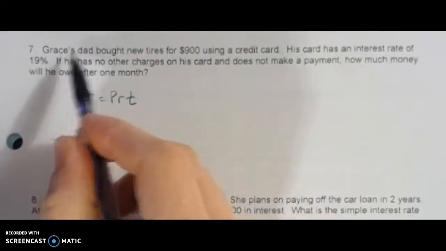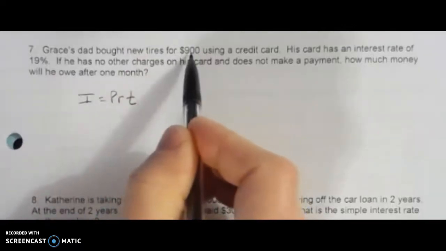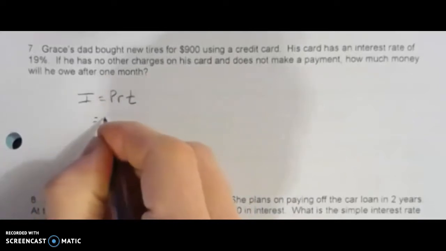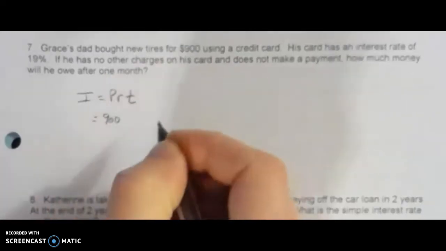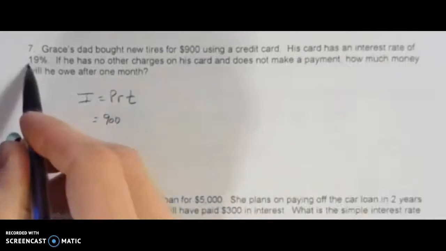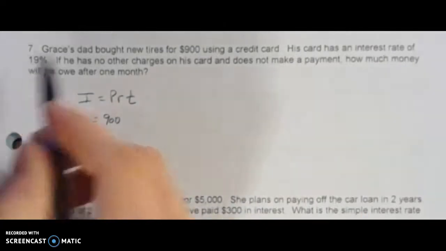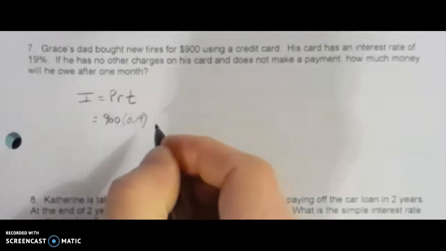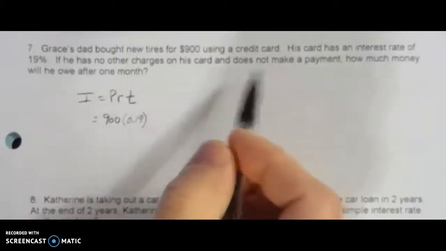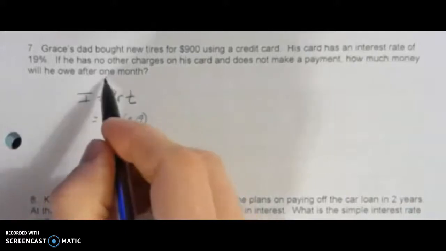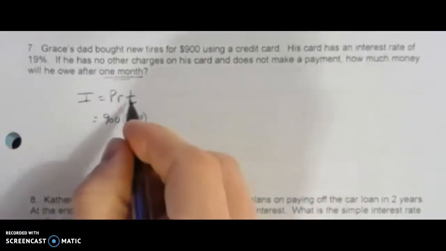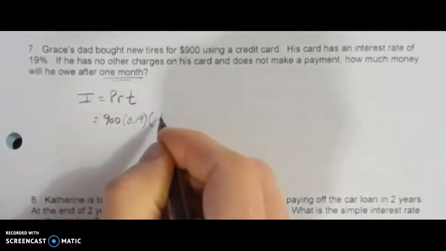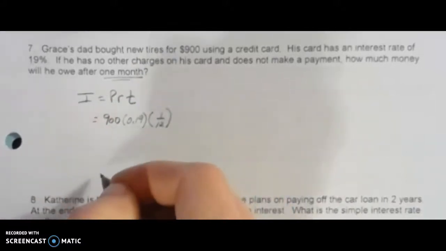So Grace's dad spent $900 on the tires. We charged that to the credit card, so that's the amount that he borrowed. $900 is the principal. And the interest rate is 19%. Move the decimal back twice to the left, so we're going to have 19/100ths. They want to know how much he will have to pay after 1 month. Well, our time is always expressed in years. 1 month is 1/12 of a year.